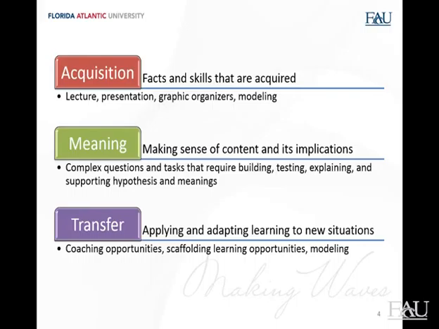And when your learning goals for stage 1 are to acquire facts and skills, you would look more closely at learning styles such as lecture, presentation, graphic organizers, and modeling. A key benchmark for an acquisition goal is automaticity. So students should be able to recall information, as you see in multiplication tables, or perform a skill.